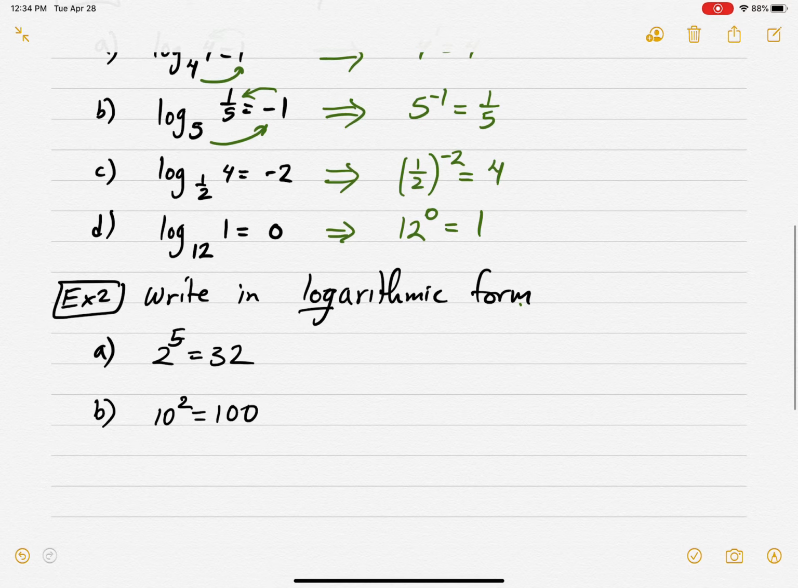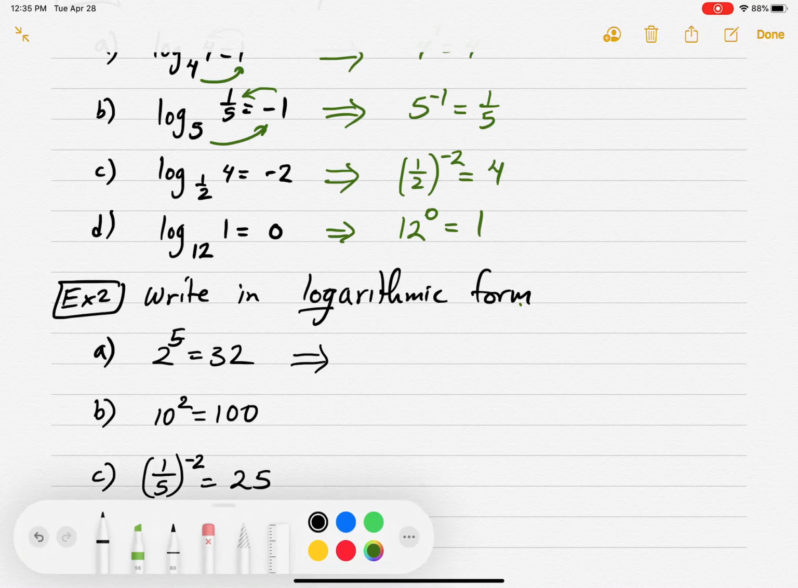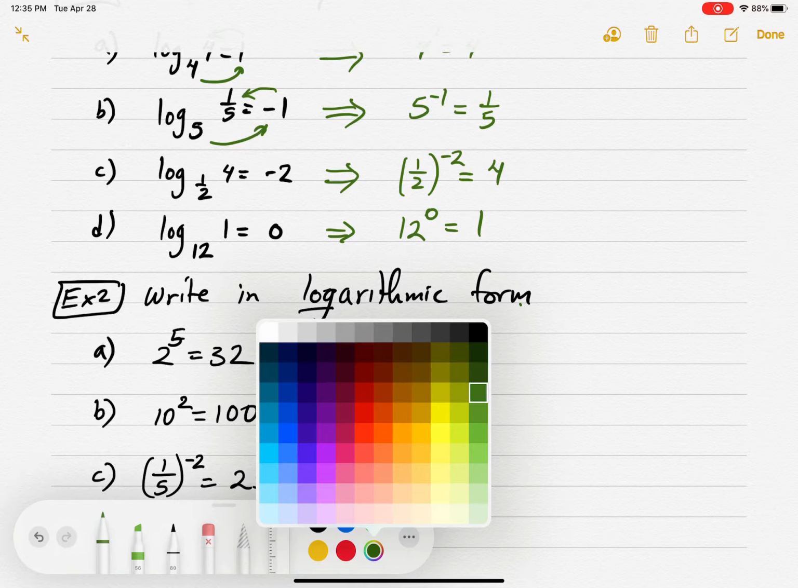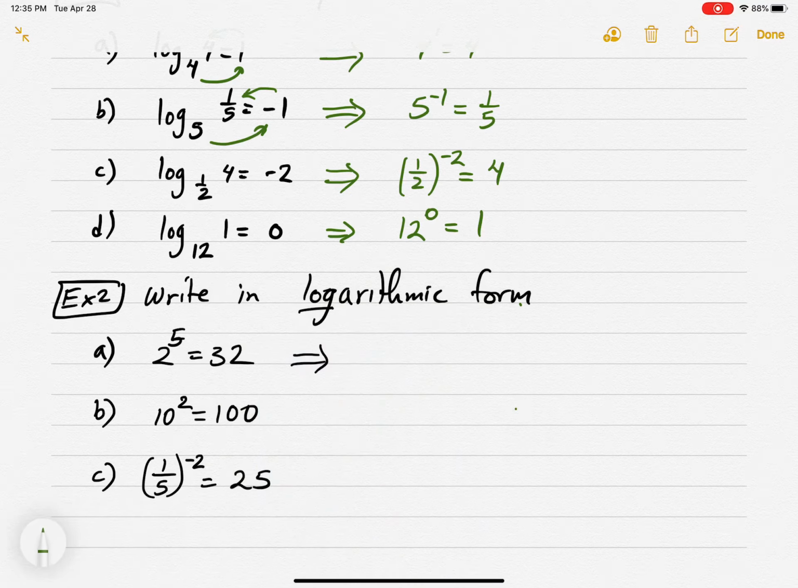And finally, how do you write 1/5 to the negative 2 equals 25? So now we're going to switch this into logs. And how do we switch that to log?